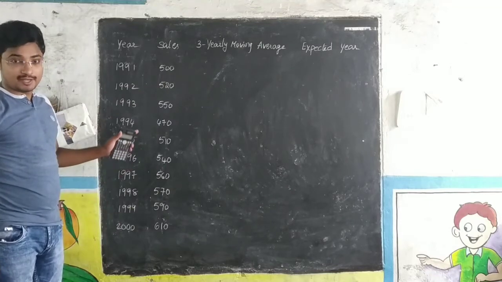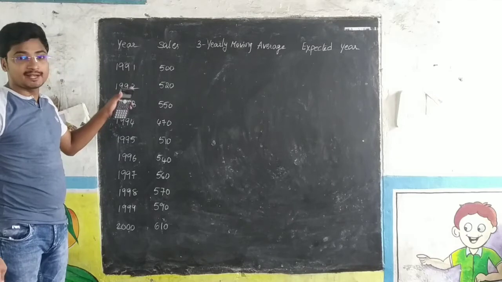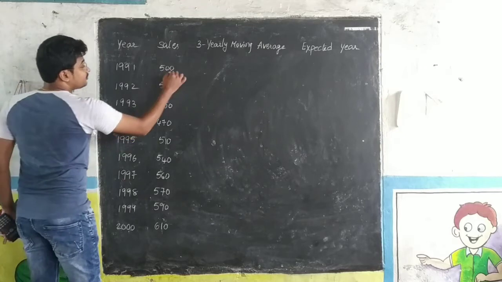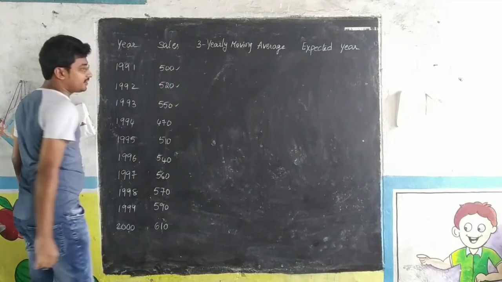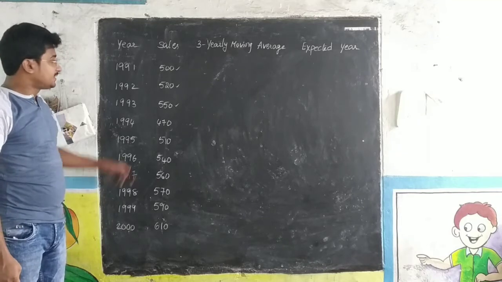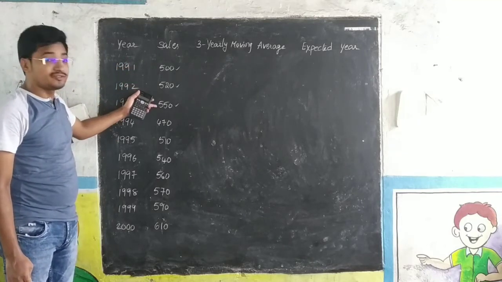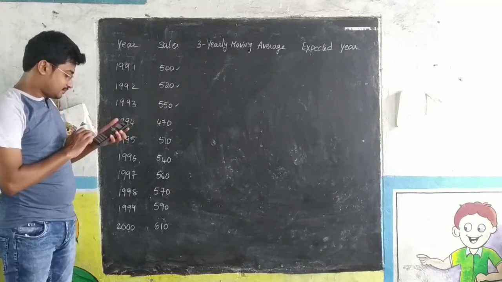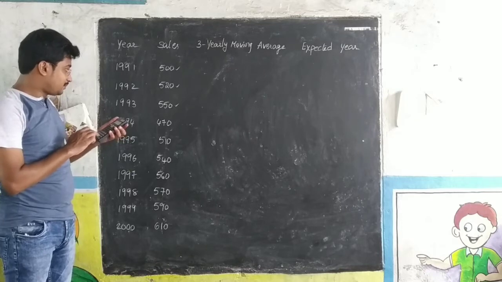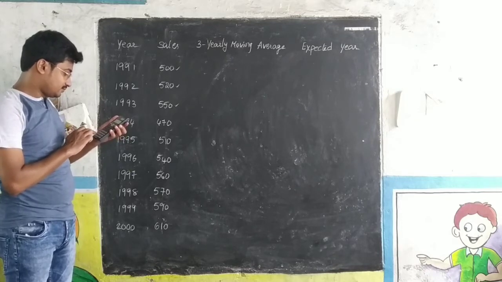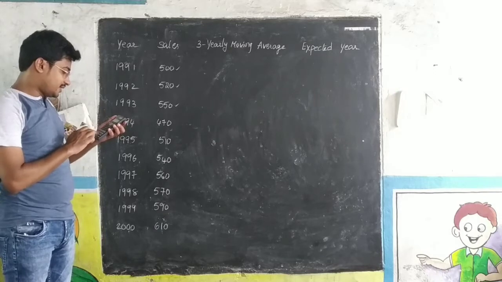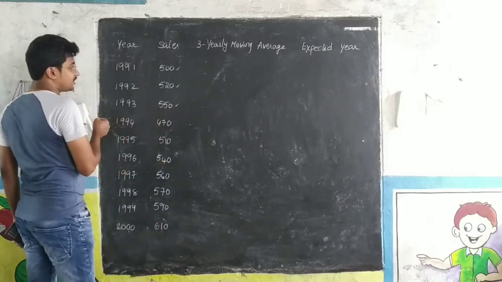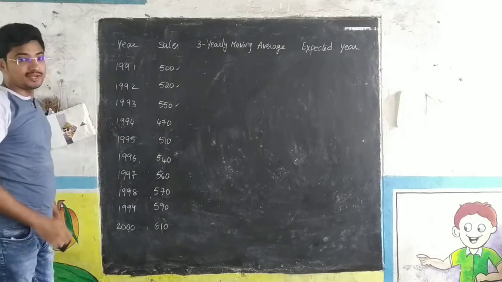Now I will explain how to calculate 3 yearly moving average values. First, the average of 3-year sales: 500 plus 520 plus 550, divided by 3, is 523.33.